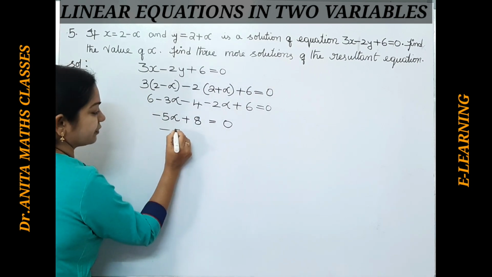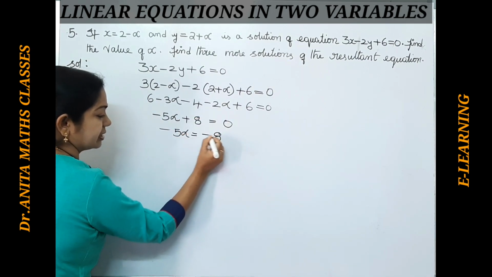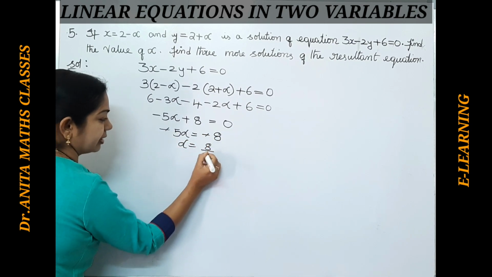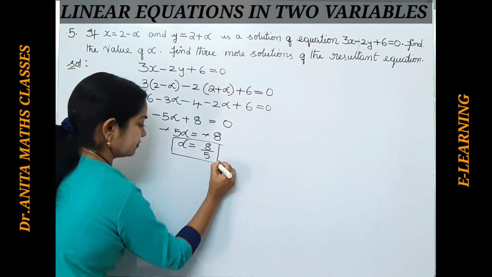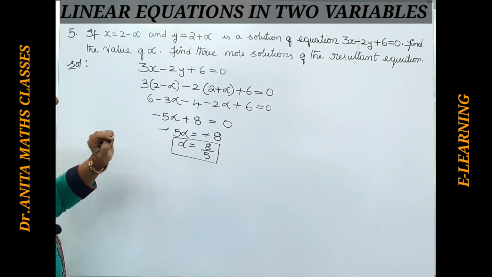Now minus 5 alpha equals, if you shift this to that side, minus 8. Both sides are minus, so I can cancel. Alpha is equal to 8 by 5. So the first part of the question is done: the alpha value is 8 by 5.